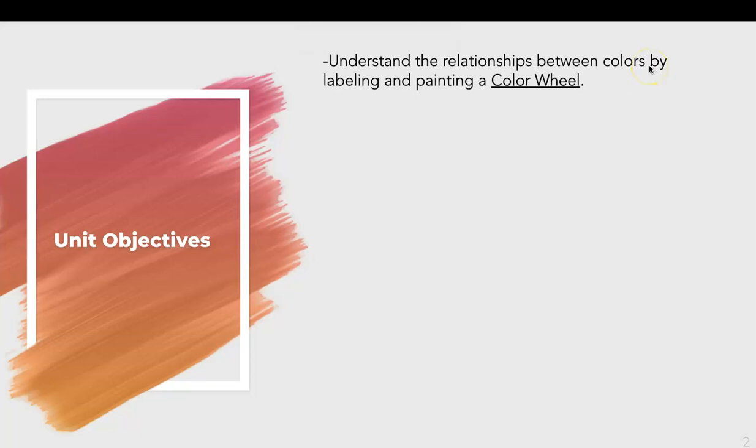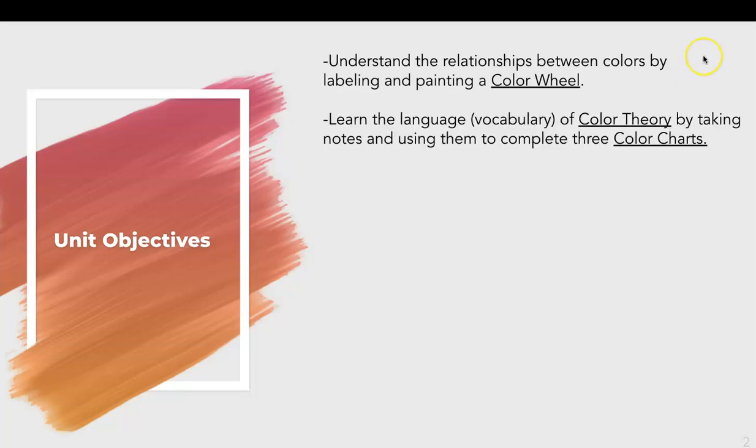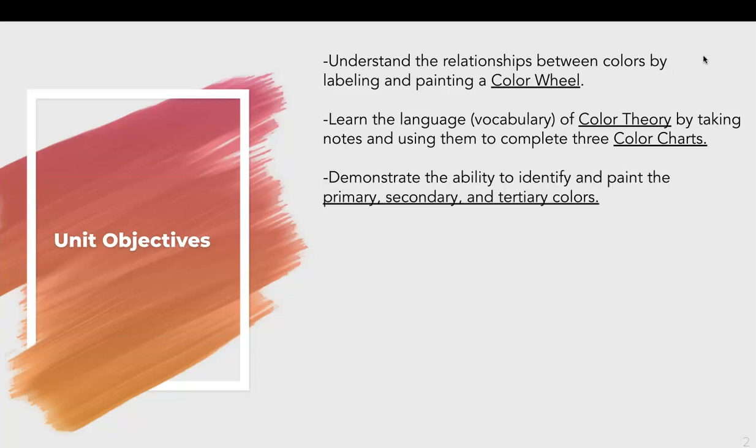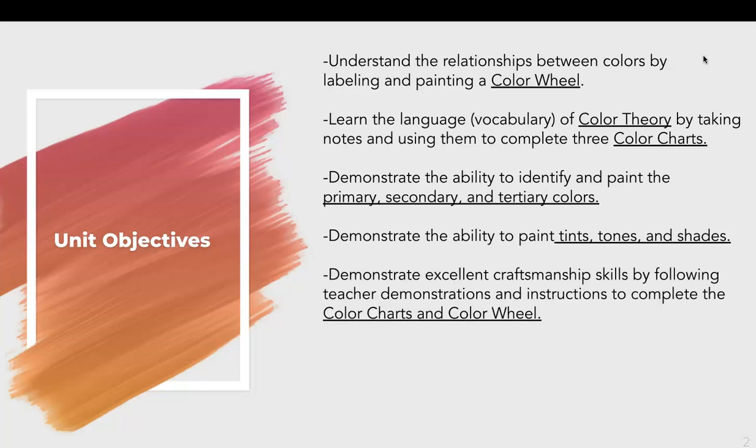Now the unit objectives are, you're going to understand the relationships between colors by labeling and painting a color wheel. You're going to learn the language or vocabulary of color theory by taking notes and using them to complete 3 color charts. You're going to demonstrate the ability to identify and paint the primary, secondary, and tertiary colors. Also demonstrate the ability to paint tints, tones, and shades, and demonstrate excellent craftsmanship skills with the paint by following teacher demonstrations and instructions to complete the color charts and color wheel.